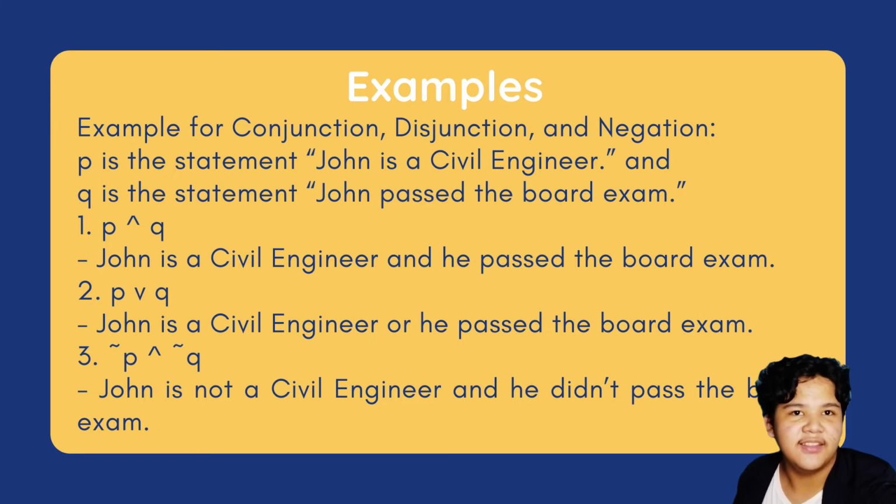Example for conjunction, disjunction, and negation. P is the statement, John is a civil engineer, and Q is the statement, John passed the board exam. P and Q: John is a civil engineer and he passed the board exam. P or Q: John is a civil engineer or he passed the board exam. Not P and not Q: John is not a civil engineer and he didn't pass the board exam.